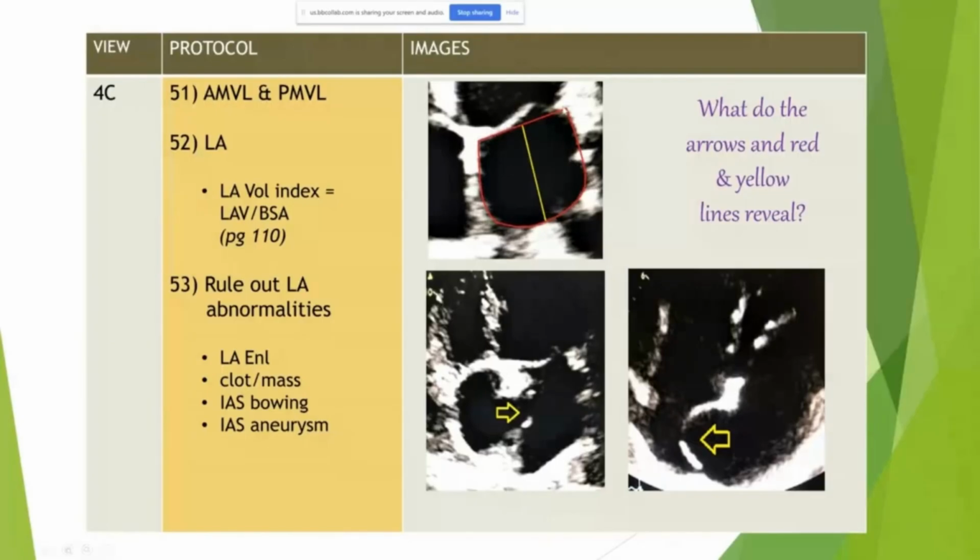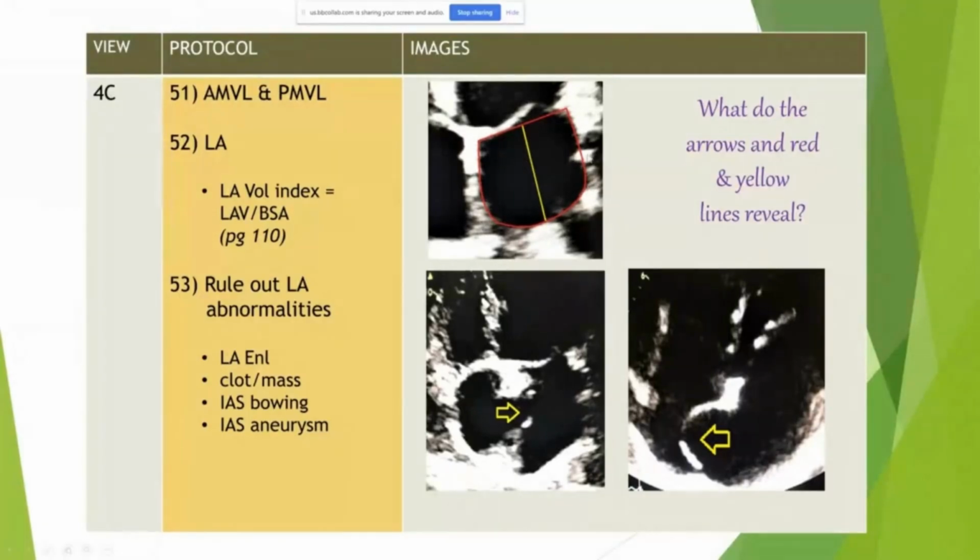This red trace right here is what we call the four chamber LA area. This yellow line that we're seeing right here is the length. The yellow arrows right here show an interatrial septum aneurysm, when it's bowing to the left. And so what we're getting here is the LA volume index. The way they get that is they take the LA volume and divide it by the person's body surface area. And when we're measuring this, we're asking, is the LA enlarged?